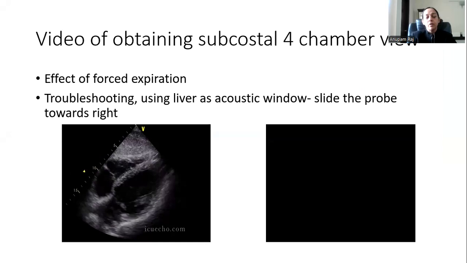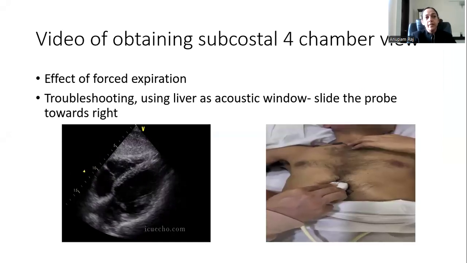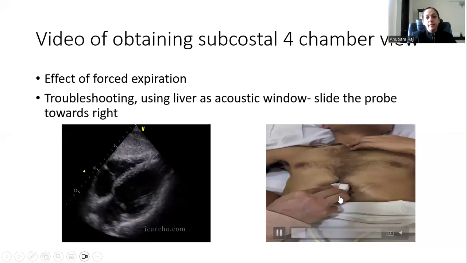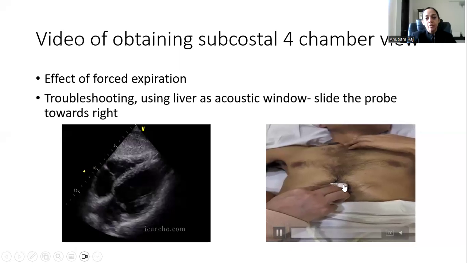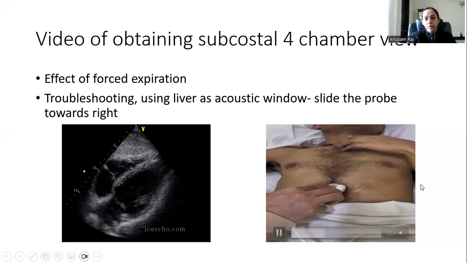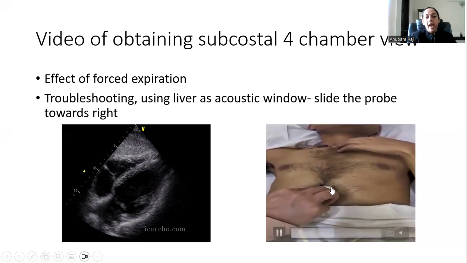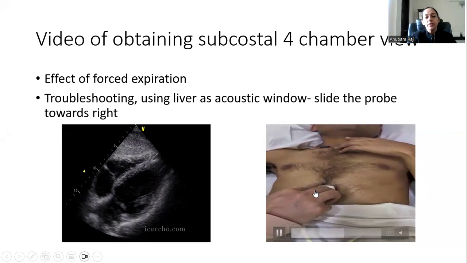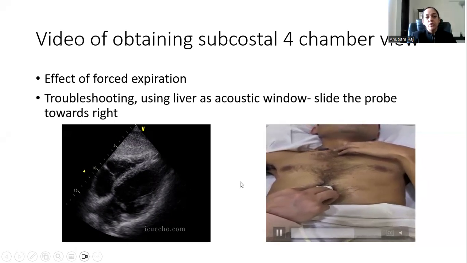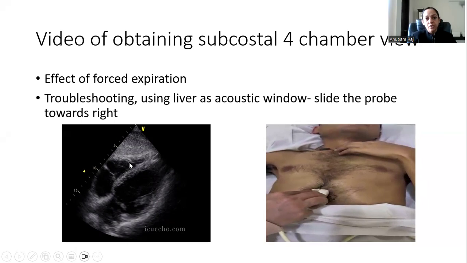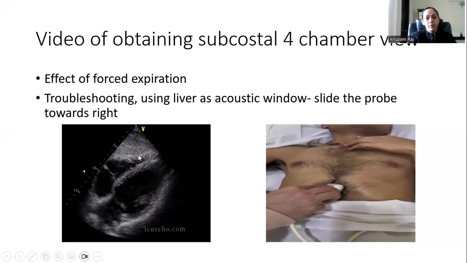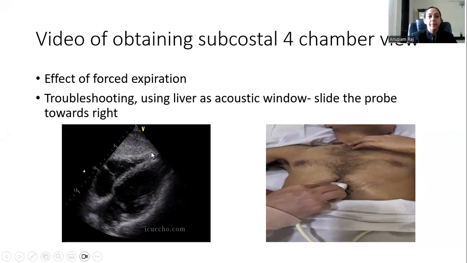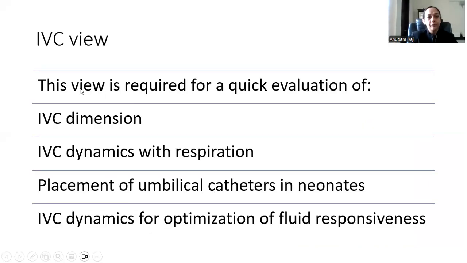To obtain this view, like I said, the position is subcostal or subxiphoid with the orientation marker pointing towards the 3 o'clock position. You can slide the probe towards the right side in order to visualize the best image if you're not able to get a good acoustic window by pointing directly in the midline. Forced expiration tends to bring the heart closer to the ultrasound probe and thus helps improve the image in this particular view.